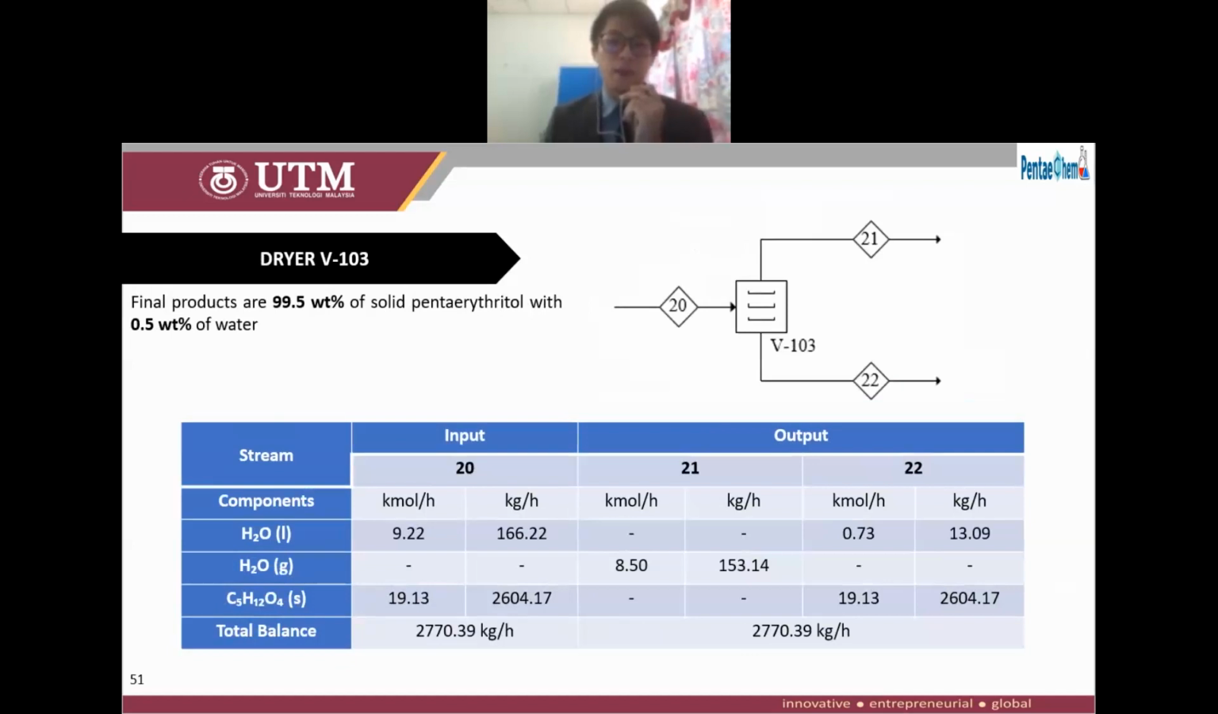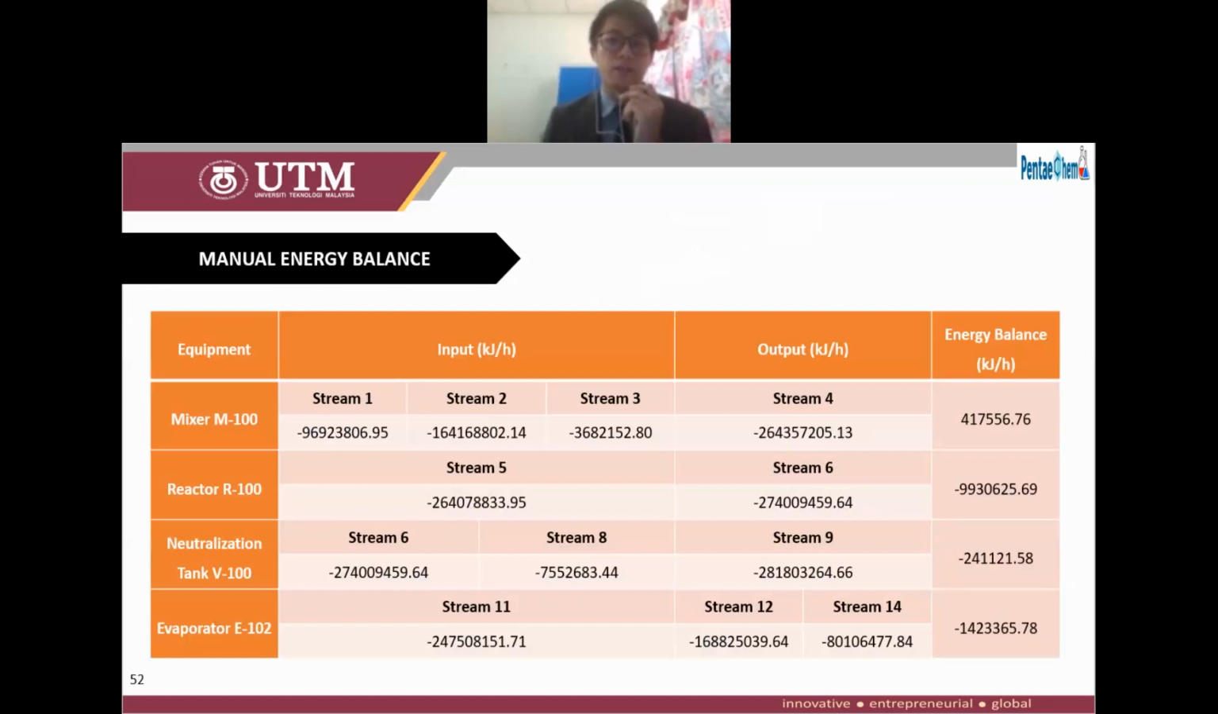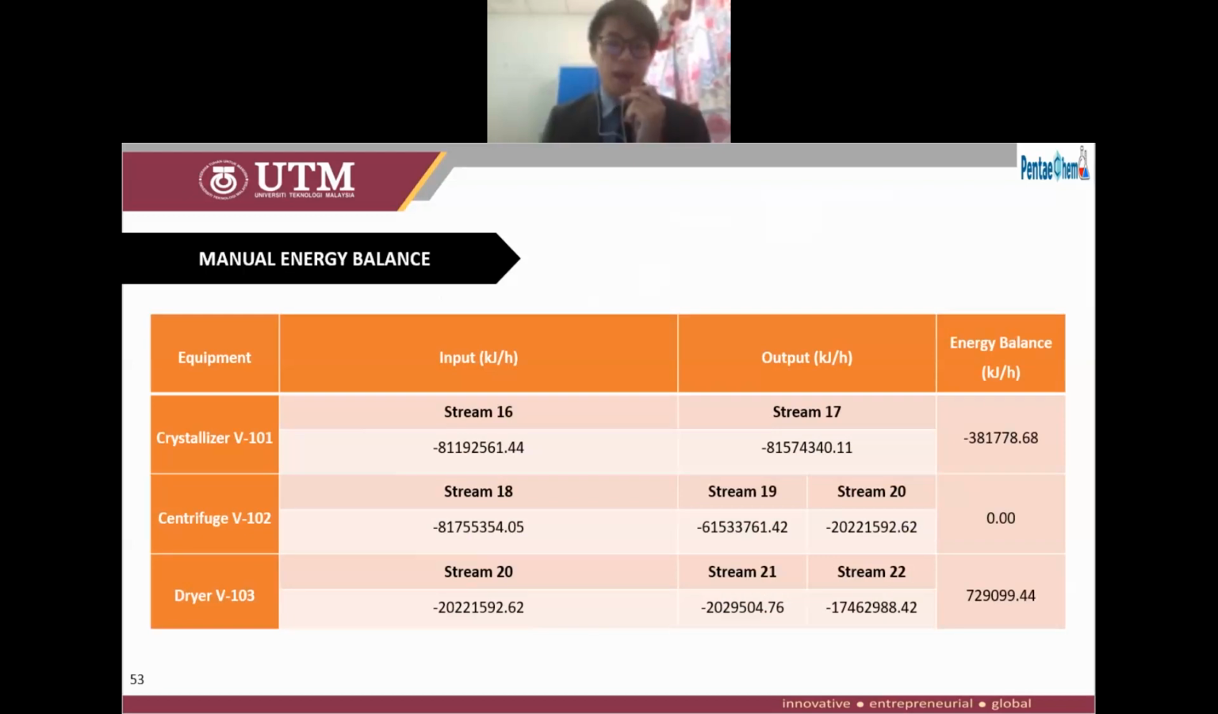So for the energy balance calculation, heat of formation, heat of vaporization, and also centrifugal heat are included. This table shows the input stream enthalpy and also output stream enthalpy for every unit operation involved in our process. So next, I will move to the simulation part. Next.